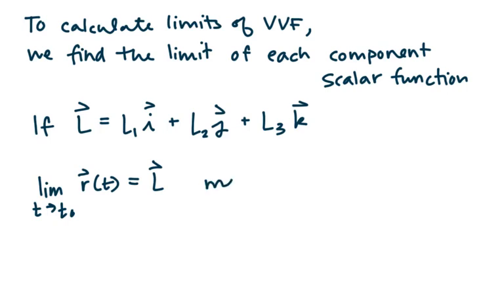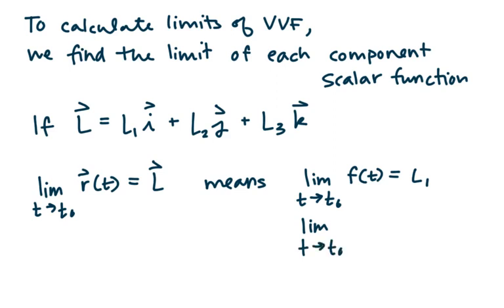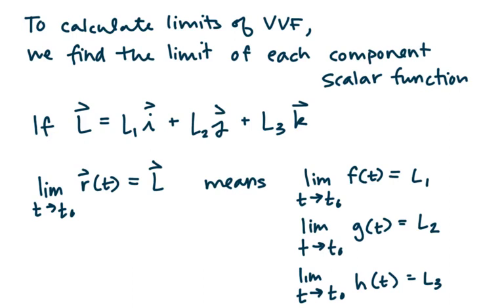So what this means is we have the limit as t approaches t sub 0 of f of t, which would be our x component, equals L sub 1. The limit as t approaches t sub 0 of g of t equals L sub 2, and the limit as t approaches t sub 0 of h of t equals L sub 3.